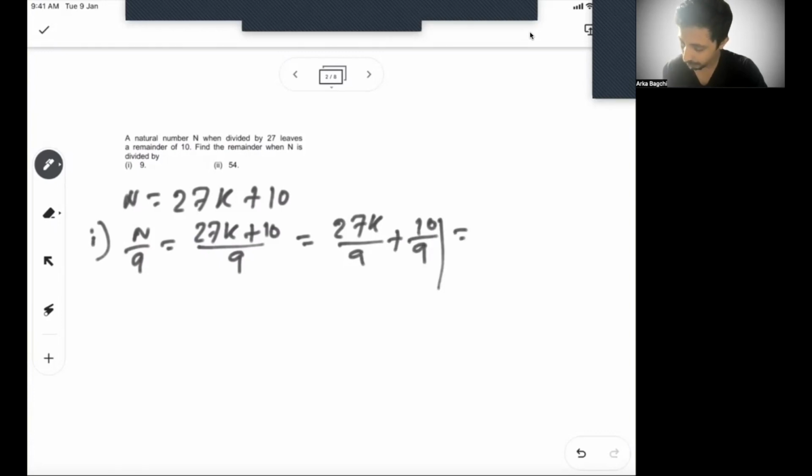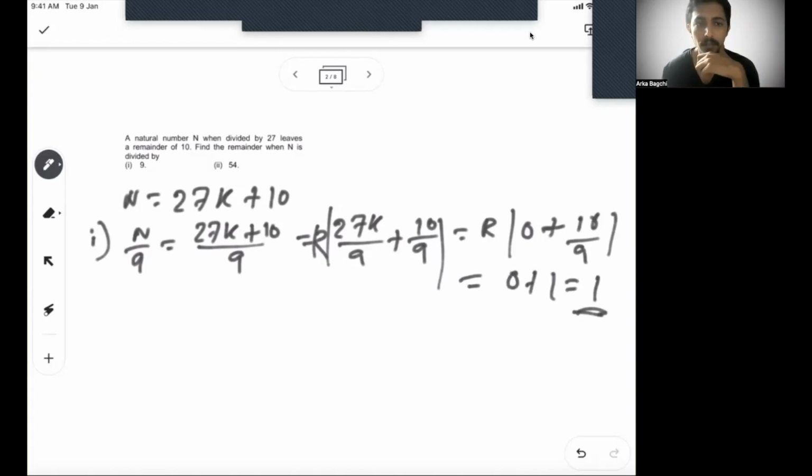So if I have to talk about the remainder of these two scenarios, the remainder in the first case will always be 0, because something that is a multiple of 27 is by default a multiple of 9. Any number that is a multiple of 27 will be a multiple of 9. So the remainder will be 0. In the second case, 10 when divided by 9 gives a remainder of 1, so this will be 0 plus 1, and 1 is the remainder always. So something which is divided by 27 and leaves a remainder of 10, when divided by 9, will give a remainder of 1.